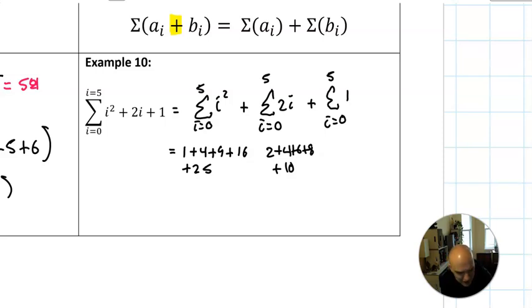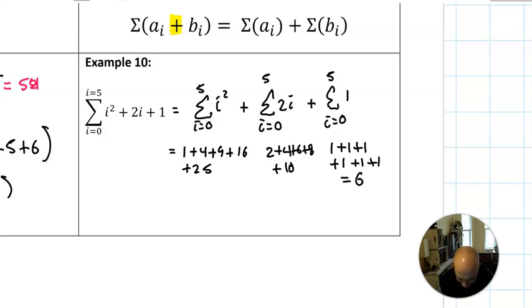And then from 0 to 5, we looked at that above. That's just of 1. That's just 1 plus 1 plus 1 plus 1 plus 1 plus 1. So that all comes out to 6. Be careful, it doesn't come out to 5, because you're starting at 0. There are actually 6 terms you're adding up.